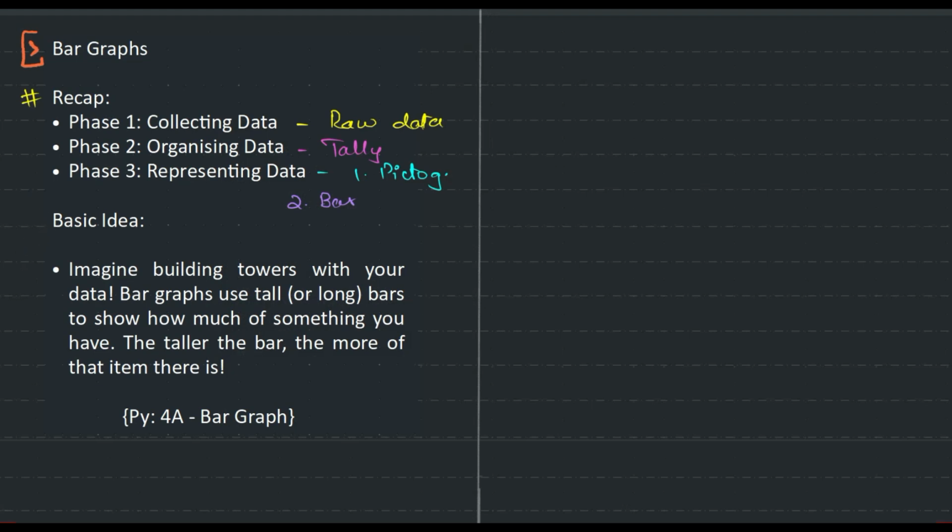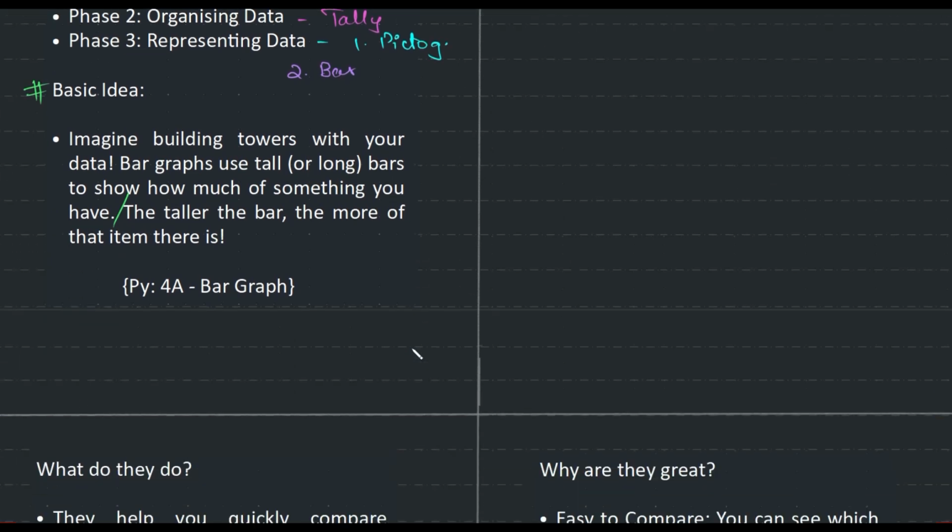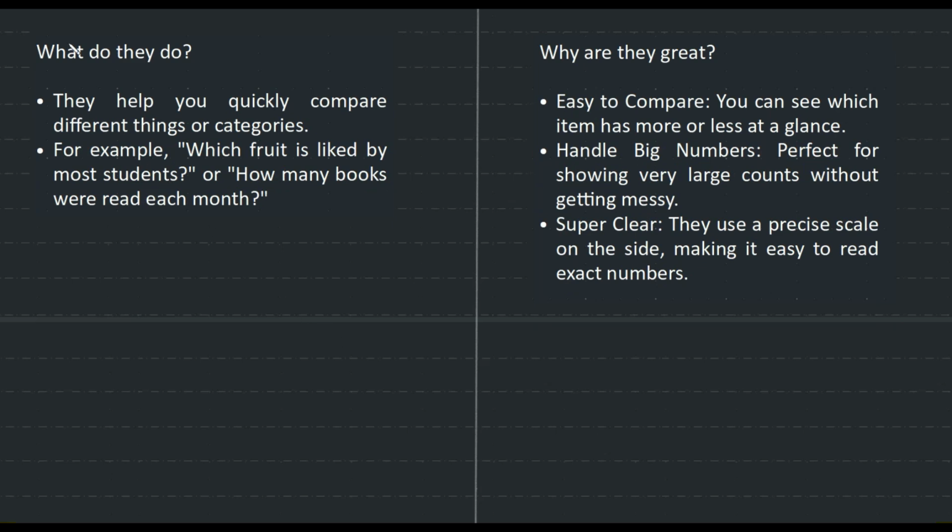Now, what is it that we looked at? We looked at towers. Data that are represented as building towers. So a bar graph uses tall or long bars to show how much of something you have. The taller the bar, the more items there are. Okay. So let's answer a few obvious questions. What do they do? Basically, what is the point of this bar graph? They help us quickly compare different things or categories. Is it so? Let's have a look.